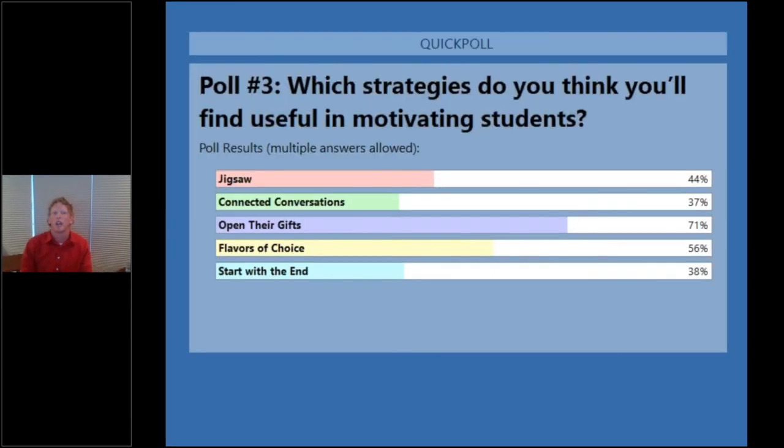Around about 5 more seconds, they can pick the ones they would like. And then if you could share that out, what do we see from our poll results there? Sure. So it looks like open their gifts is at 71%. So that is the leader. And then right behind that is flavors of choice at 56%. And then we have jigsaw at 44%. And then connected conversations and start with an end are at 38 and 37%. So really close tie at the end there.